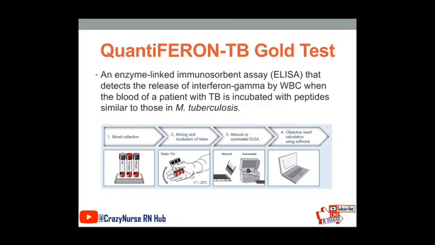So this is done in 4 steps. First, we have to collect the blood. Then mixing and incubation of tubes. After that, there is a manual or automated ELISA. Okay, so we'll be using machines here. Then after that, objective result calculation using software will be obtained.